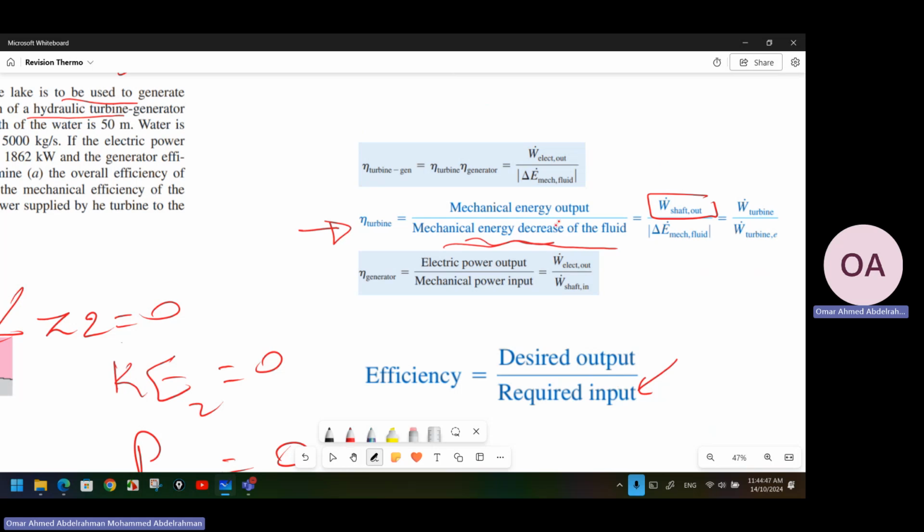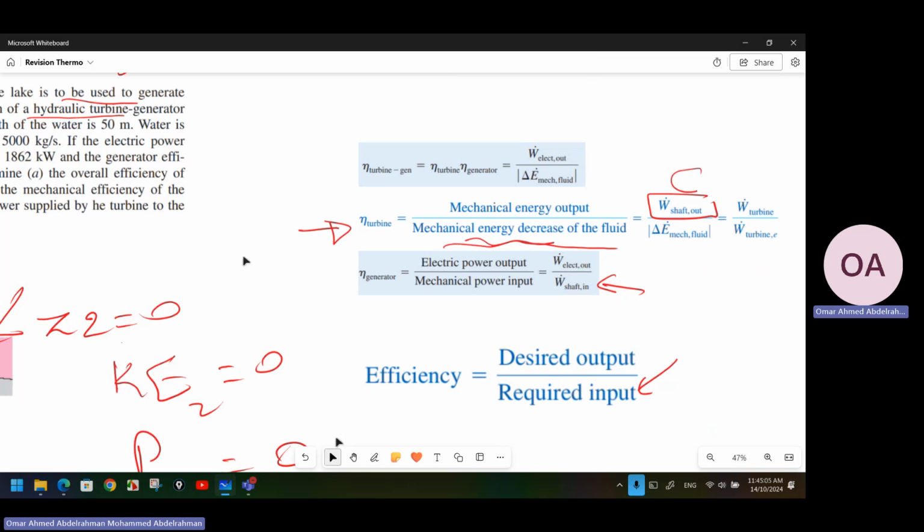For the generator, it is the opposite. The shaft work out from the turbine is a shaft work in for the generator. It is the same shaft work, but for the turbine it is out, and for the generator it is in. So for the generator I am consuming the work shaft in, and I am producing electricity.